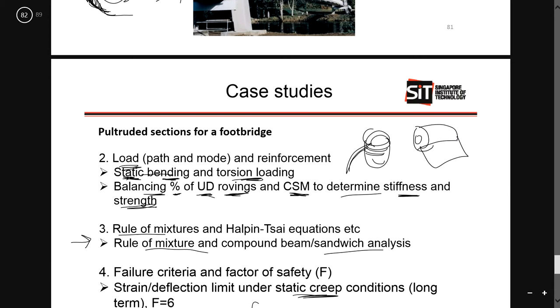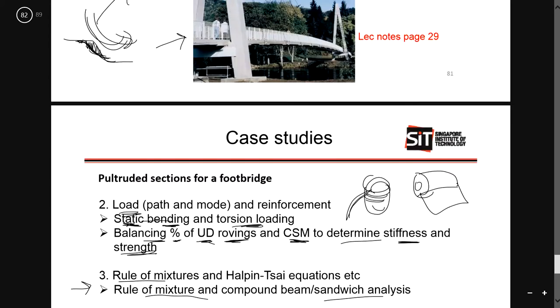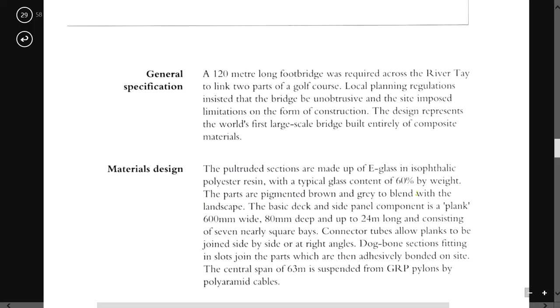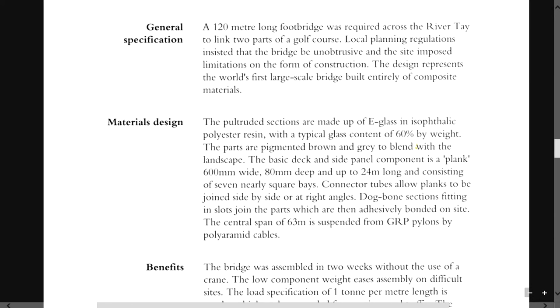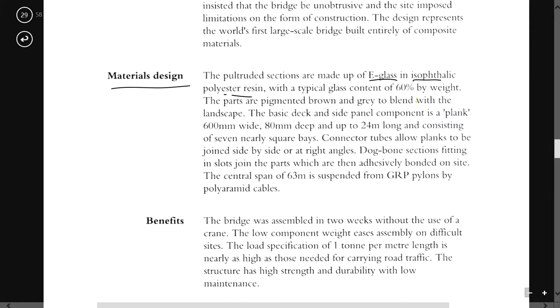Let's take a look at the lecture notes and see. Go to page 29. This is the footbridge. Okay. And materials design, I think you can check it out yourself. E-glass in isophthalic polyester resin. So it's a form of a resin with a special name.